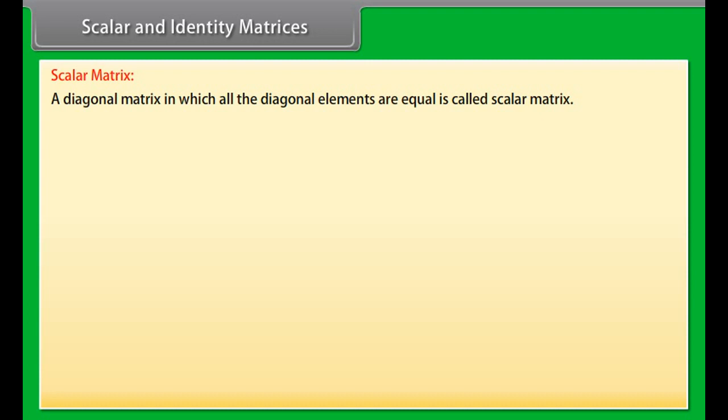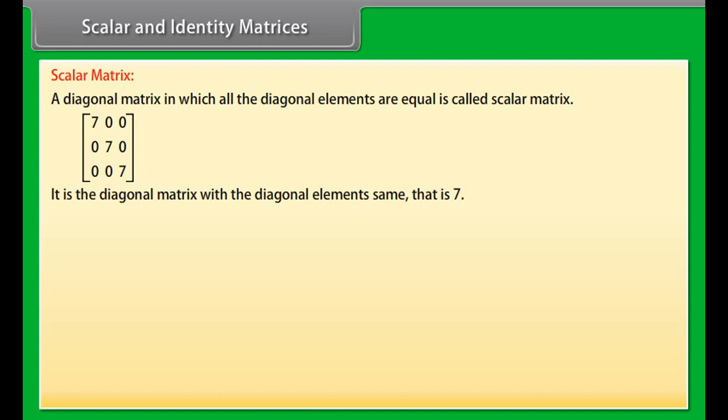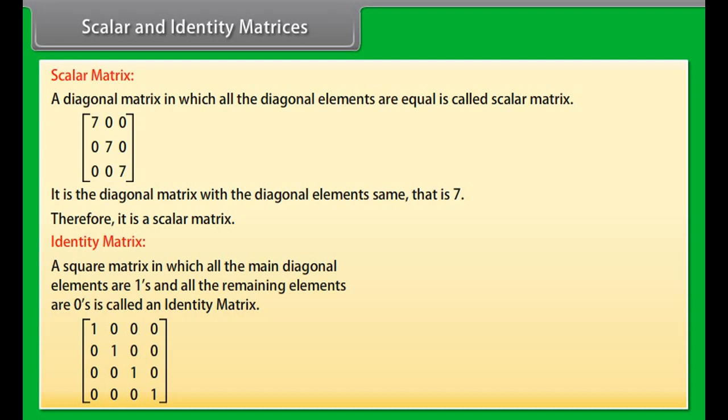Scalar and identity matrices. Scalar matrix. A diagonal matrix in which all the diagonal elements are equal is called scalar matrix. Look at this matrix. It is a diagonal matrix with the diagonal elements the same, that is 7. Therefore, it is a scalar matrix.